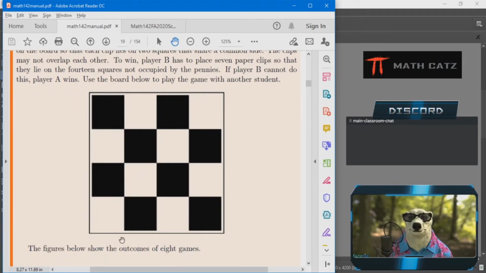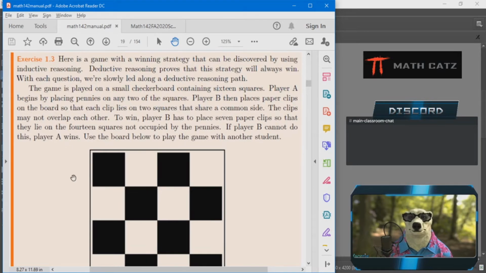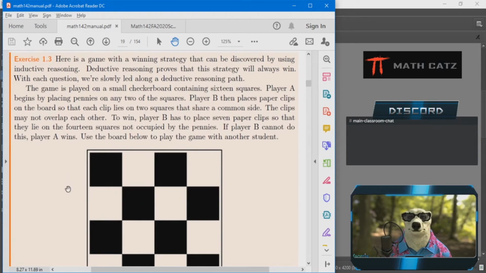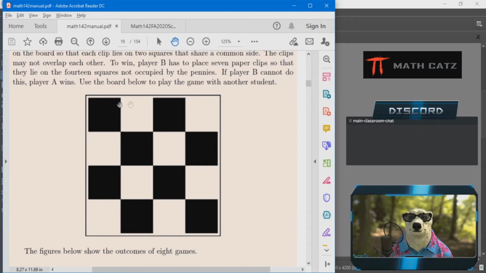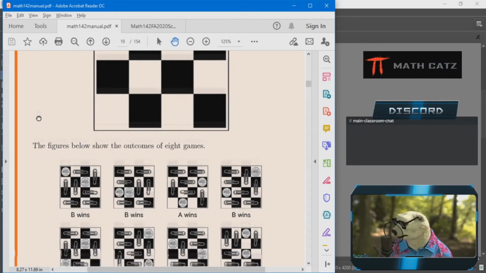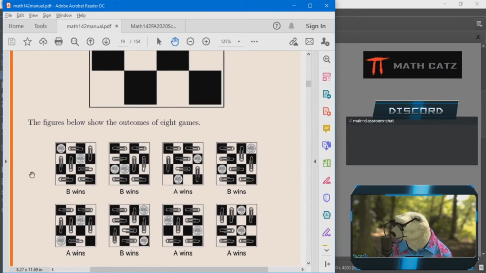We have a small little 4x4 checkerboard. I'm not going to read all this. You can if you want to, also after the fact. So we have two players, A and B. The first player, player A, has the task of putting 2 pennies somewhere on this board. Then player B's turn comes up and they have to place paper clips on the board, each paper clip covering 2 squares. So here you can see some examples.